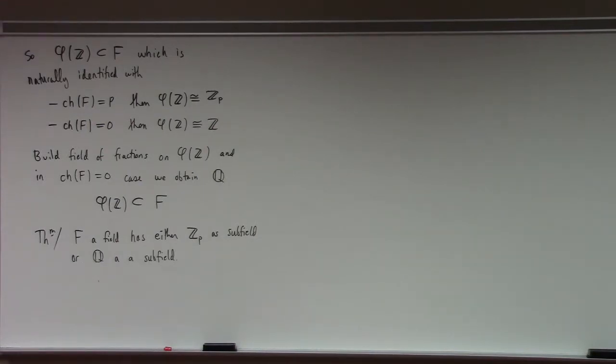In fact, there's more that we can say. This process I've just described of generating from 1 the copy of the integers, or the integers mod p, and then taking the field of fractions, this is the field generated from 1 inside F. And this process I just described is the so-called prime subfield. All right. So to be more specific, every field F either has a prime subfield, which is Zp, or a prime subfield, which is Q. And the prime subfield is the smallest subfield.